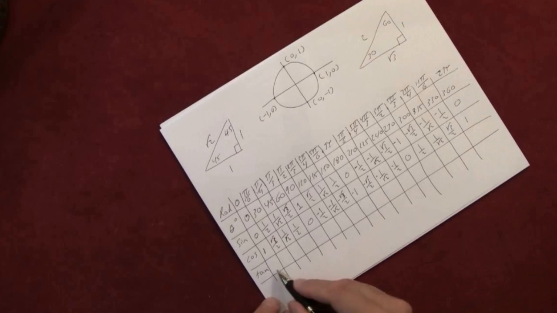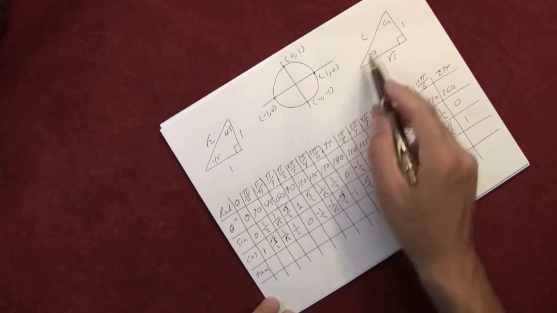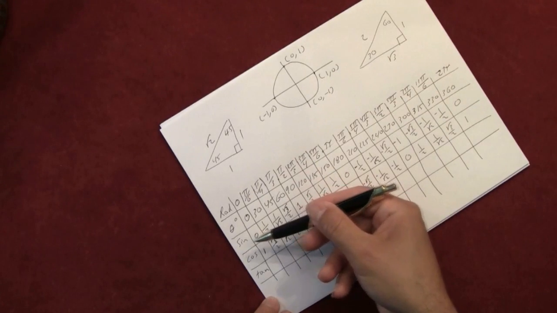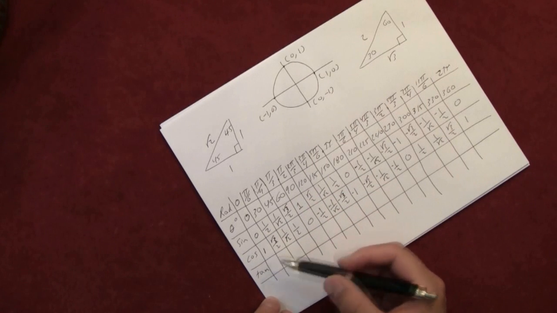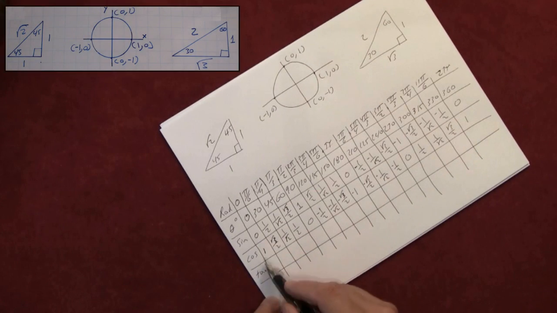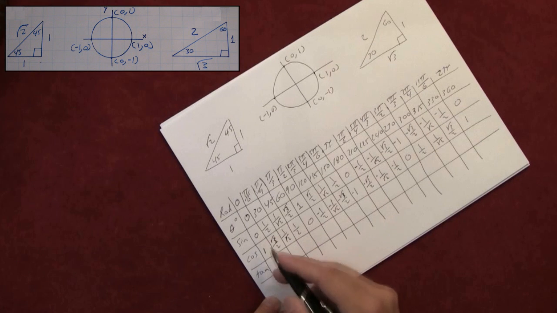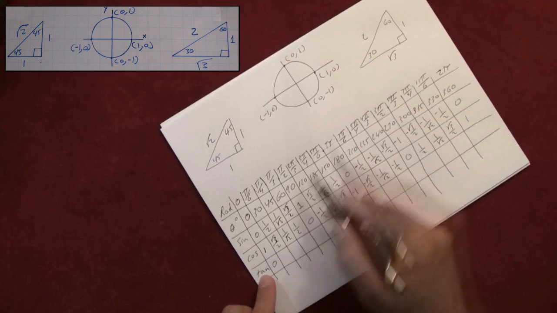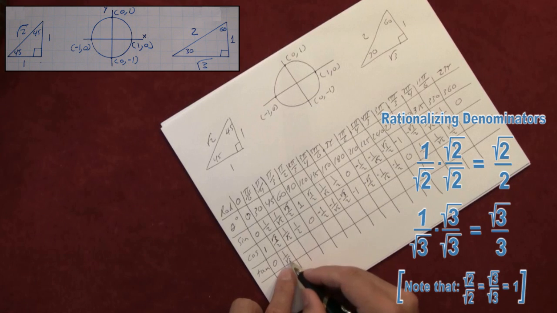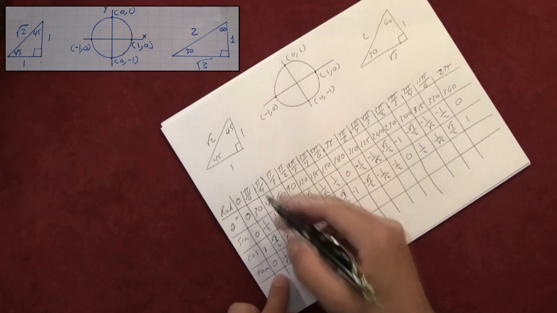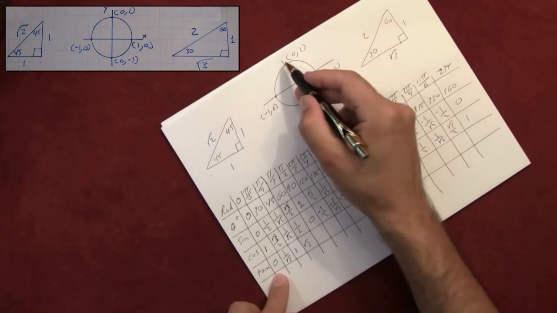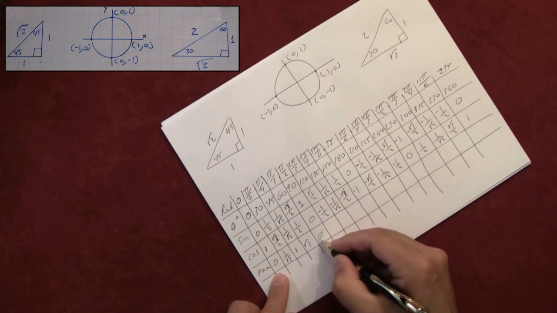Now, for the tan, I'm going to use the unit circle and the special right triangles, and the fact that tan is sine divided by cos, right? So tan of 0 is sine divided by cos. 0 over 1 is 0. Tan of 30 degrees is 1 over root 3, and again, you can rationalize the denominator for this, and it becomes root 3 over 3. Tan of 45 is 1 over 1, which is 1. Tan of 60 is root 3 over 1, which is root 3. And then we're at 90. 1 divided by 0 is undefined, right?